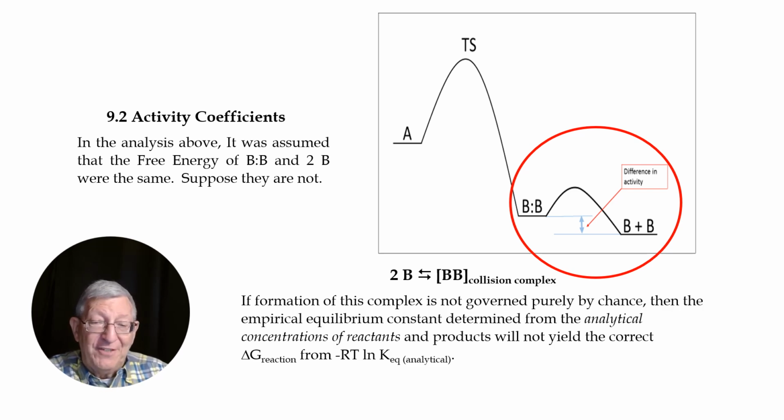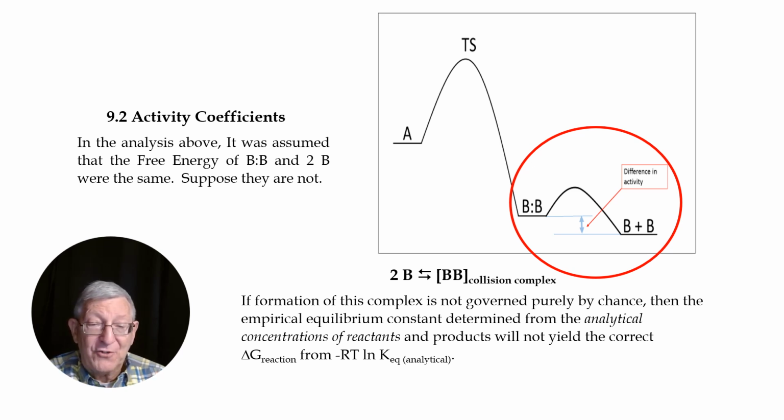Well, basically there's an energy involved in this. There's an equilibrium between B plus B and B colon B. Okay, there's a pre-equilibrium that goes on here in the reverse reaction, and we have to take consideration of that, because I'm going to talk about the thermodynamic concentrations, the thermodynamic numbers here versus the analytical concentrations.